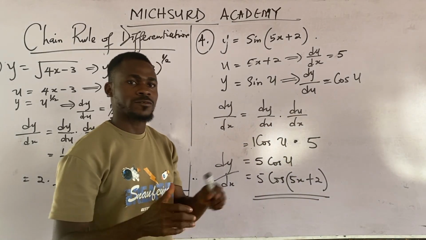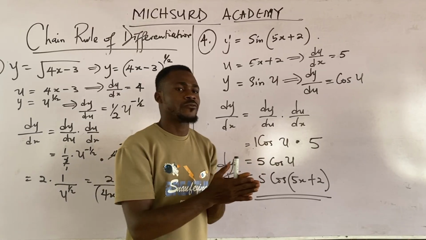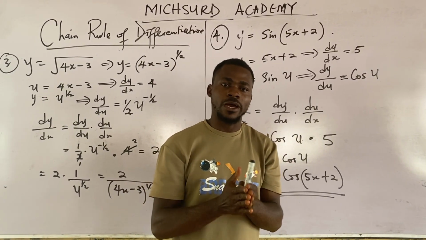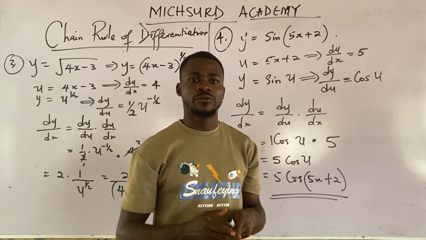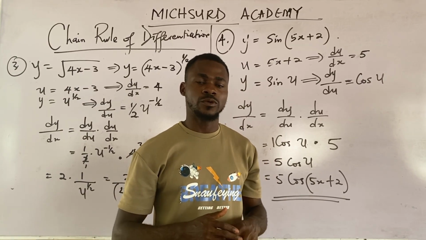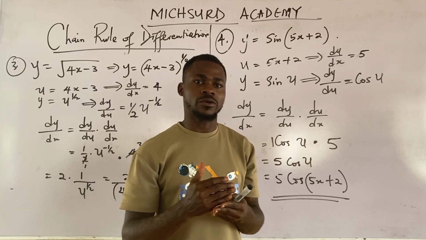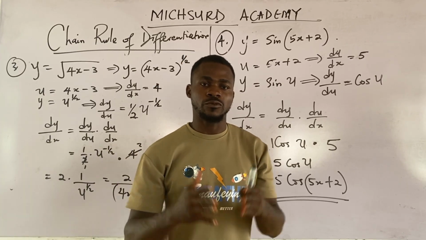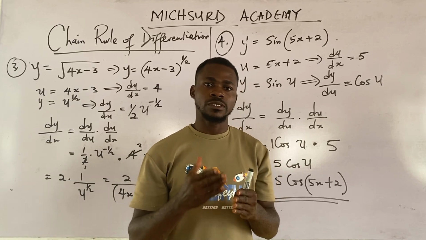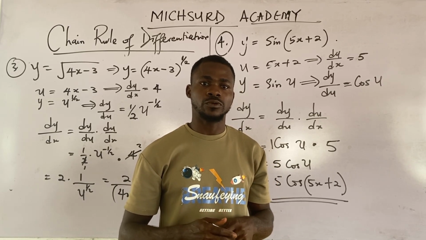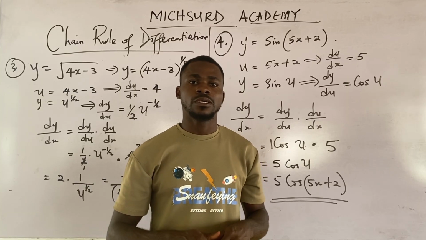So we have seen how we can differentiate functions using the chain rule. And remember, chain rule is only used for such composite functions. So in the next video, we are going to go to the next method of differentiation, which is the product rule, and we are going to see the type of functions that are differentiated with the product rule. So see you in that video.